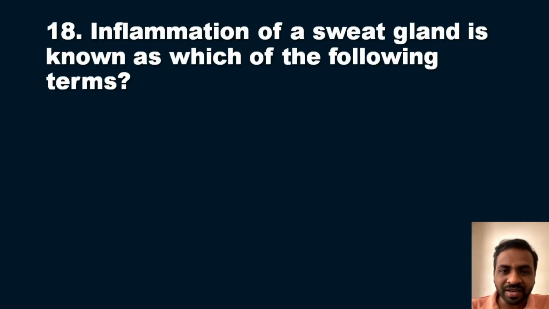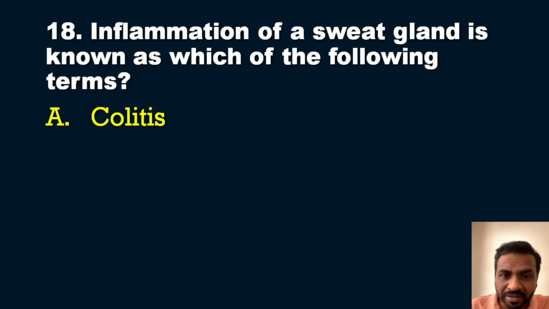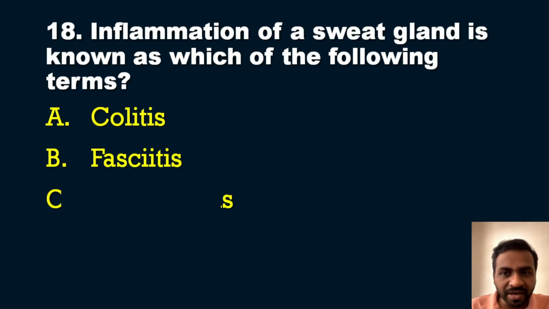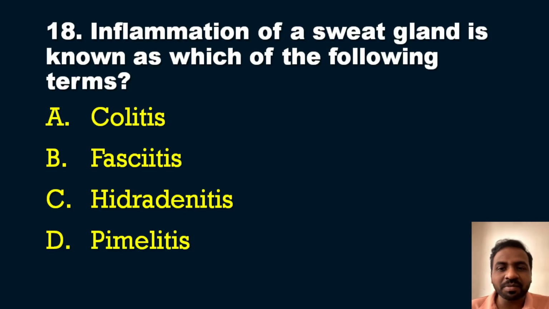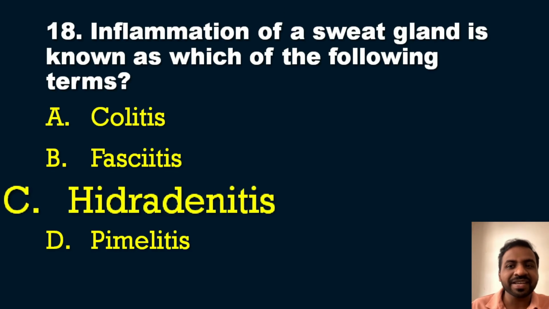Okay, so moving on to the 18th question in our series, and the question is, inflammation of a sweat gland is known as which of the following terms? The options are: option A, colitis; option B, fasciitis; option C, hidradenitis; and option D, panniculitis. So which term explains inflammation of a sweat gland? The answer for this question is option number C, that is hidradenitis.